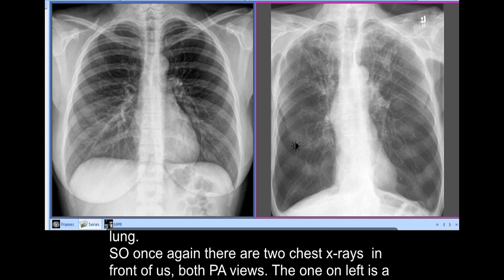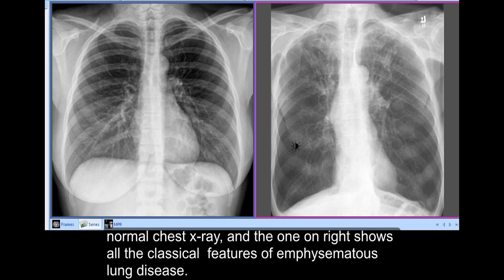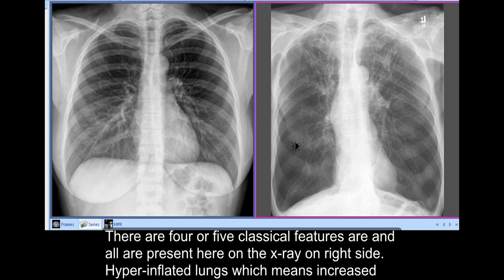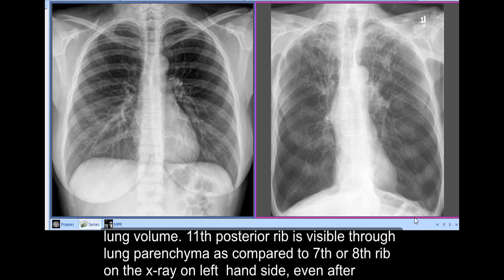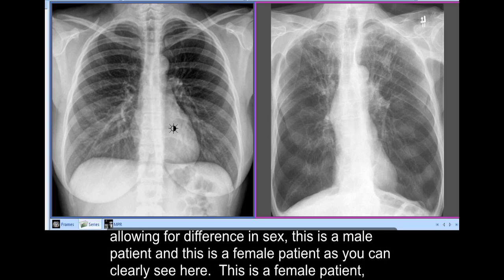So once again, there are two chest X-rays in front of us, both PA views. The one on the left is a normal chest X-ray, and the one on the right shows all the classical features of emphysematous lung disease. There are 4 or 5 classical features, and all are present here on the X-ray on the right hand side. Hyperinflated lungs, which means increased lung volume. The 11th posterior rib is visible through lung parenchyma as compared to the 7th or 8th rib on the X-ray on the left hand side, even after allowing for the differences in sex. This is a male patient and this is a female patient.